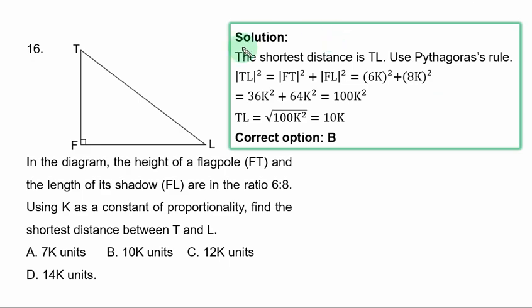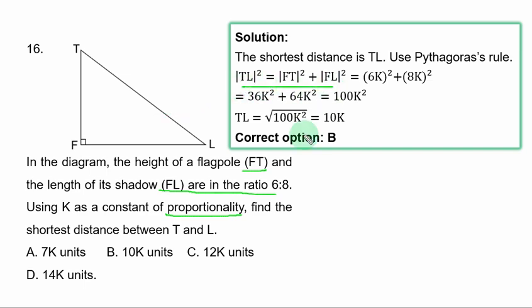Question 16. In the diagram, the height of a flagpole FT and the length of its shadow FL are in the ratio 6:8. Using K as a constant of proportionality, find the shortest distance between T and L. The shortest distance is the hypotenuse if we are taking TFL as a right angle triangle. So you use Pythagoras rule. So this is the rule.